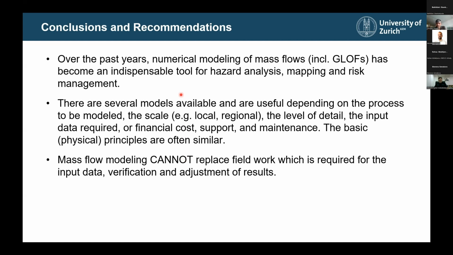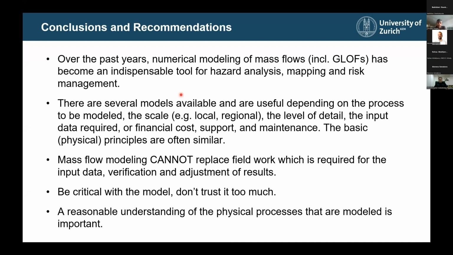Very important, I mentioned it throughout. Mass flow modeling cannot replace fieldwork, which is very much required for the input data verification and adjustment of results. And this brings me to this point. It's really important that you are critical with the model. The model produces a result, and it can actually produce any result. But the result is as good as the person that runs the model. So sometimes people tend to overestimate or overtrust the model. So be always critical with the result of the model, even if it looks very nice.